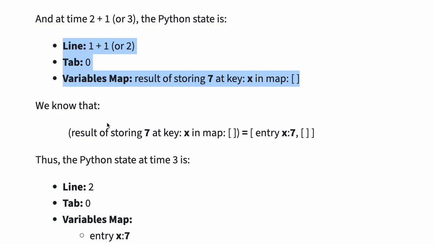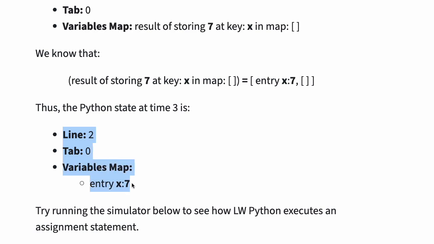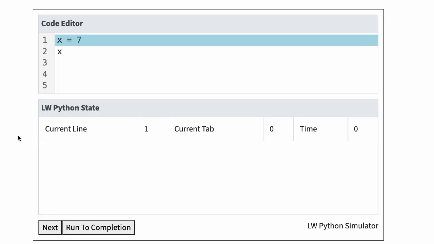We know that the result of storing 7 at key x in the map is the map with the entry x7. Thus, the Python state at time 3 is: line is 2, tab is 0, and the variables map has one entry, x7. Let's try running the simulator to see how LWPython executes an assignment statement.